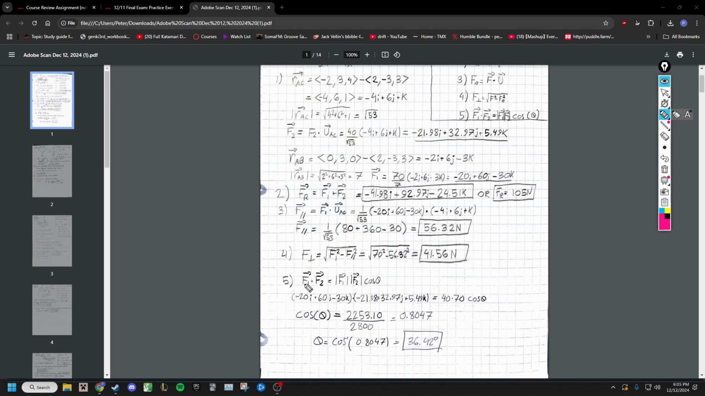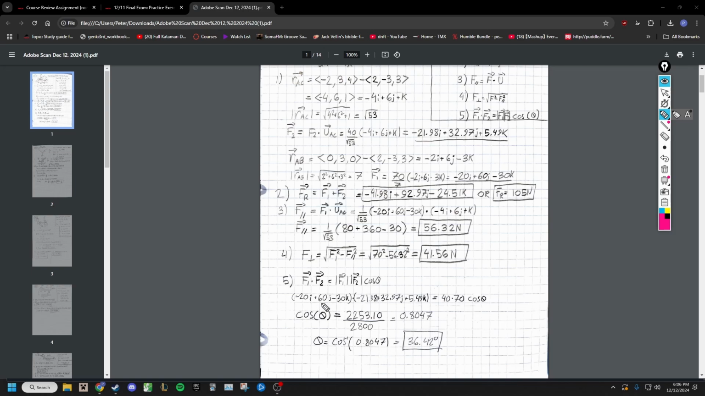For the angle, we have this geometric dot product. We know that the vector F1 dotted with the vector F2 is equal to their magnitudes multiplied together, and then the cosine of the angle between them. And so we can write this out, and we can rearrange this for cosine theta, and then take the arc cosine, or the inverse cosine of that.